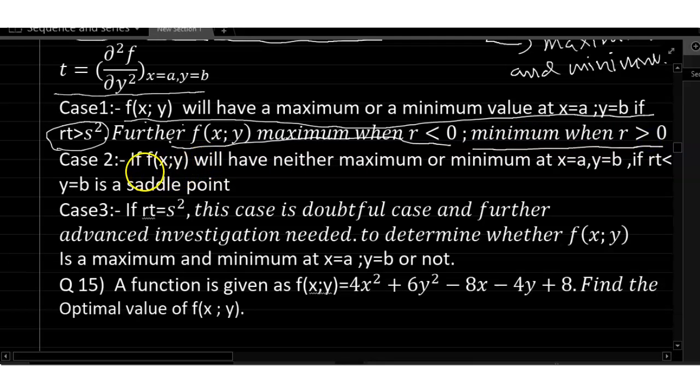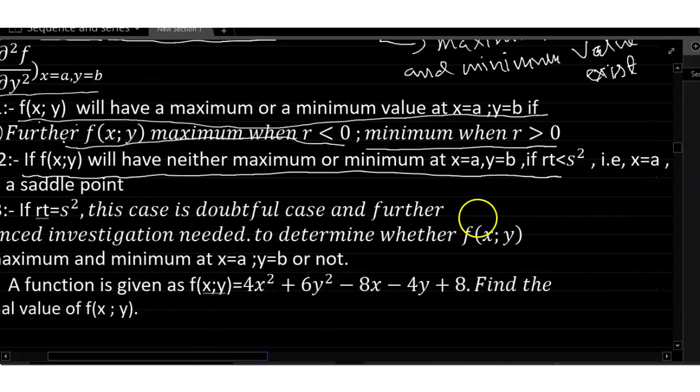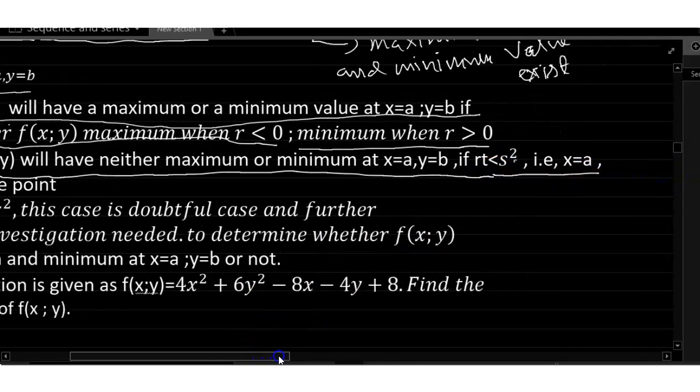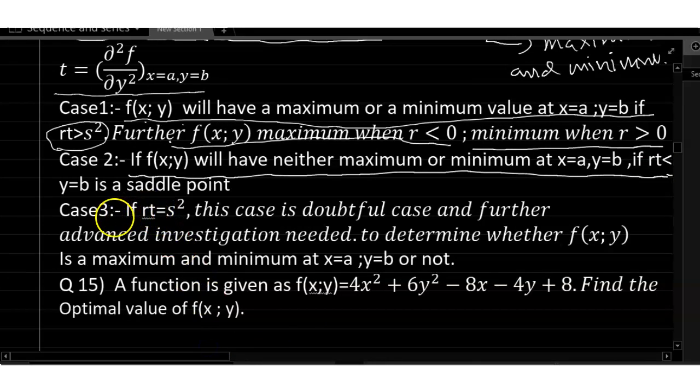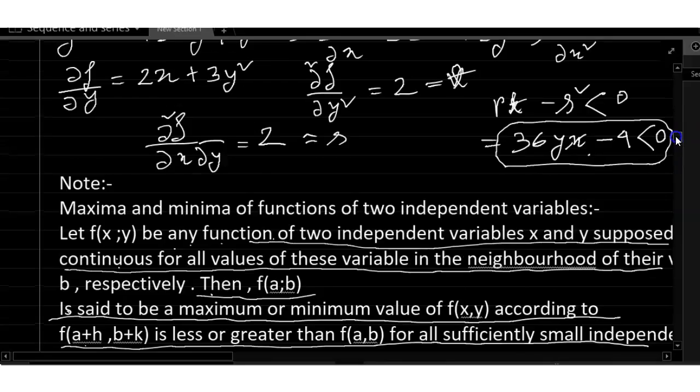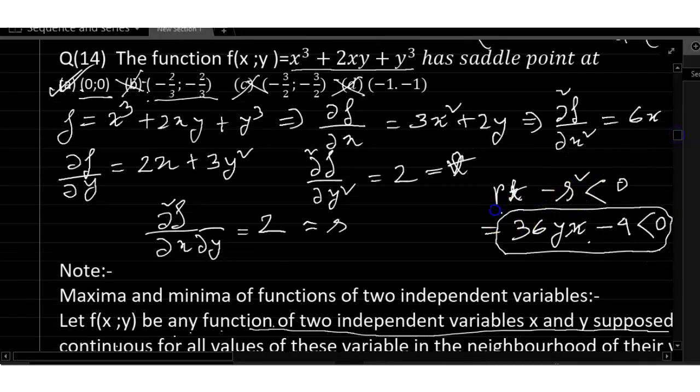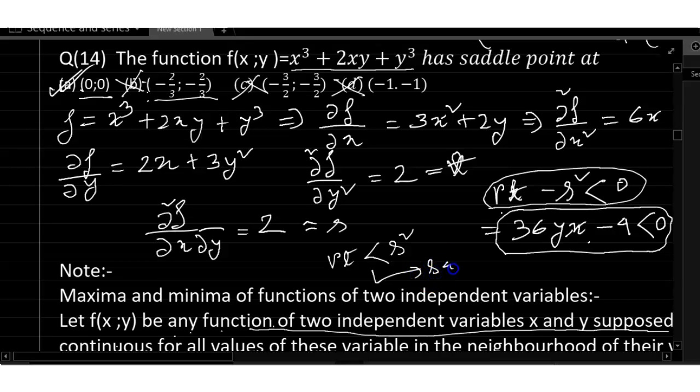So f(x,y) will have neither maximum nor minimum at x equals a and y equals b if rt is less than s square. Hence, x equals a and y equals b is a saddle point. Whatever you see, in this case rt minus s square is less than 0. This means rt is less than s square. This point is a saddle point.